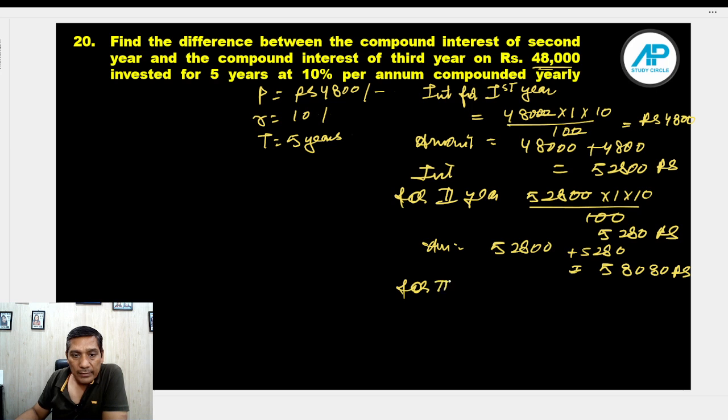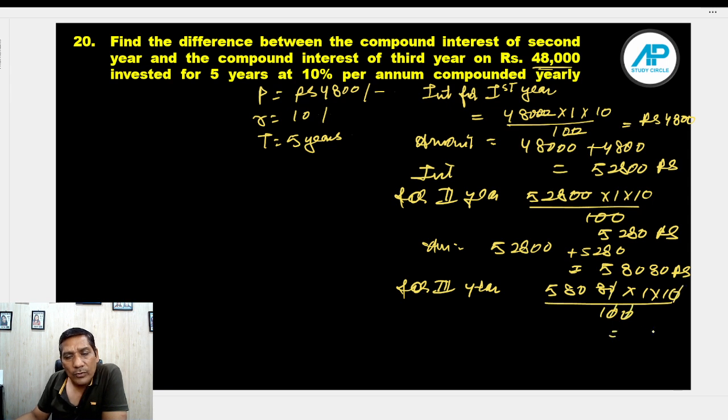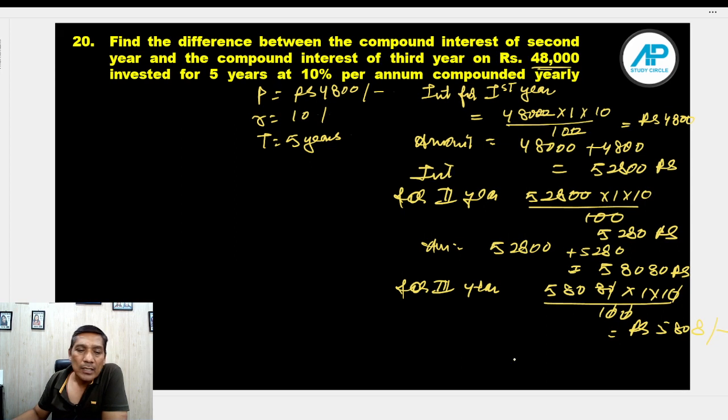For the third year, 58080 into 1 into 10 is a usual question. So just go in that sequence, cancel both the zeros. You got 5808 rupees. So now I mark it important. So I am basically getting the interest for the third year and the interest for the second year, and that is 5280 rupees.